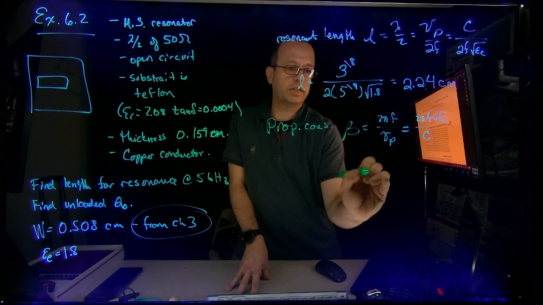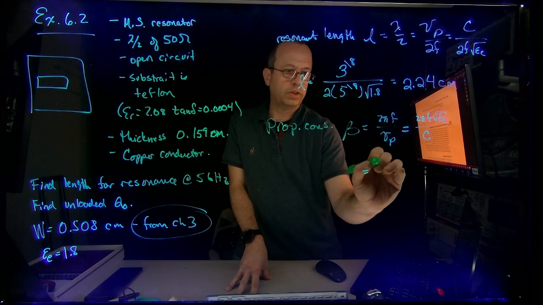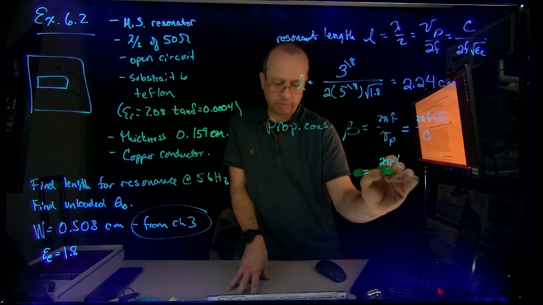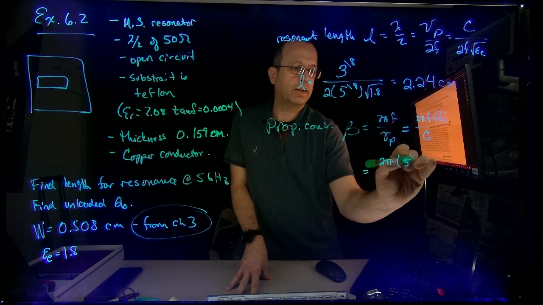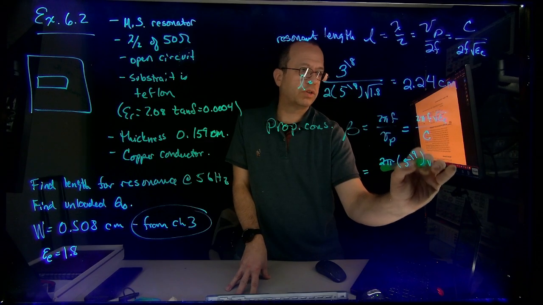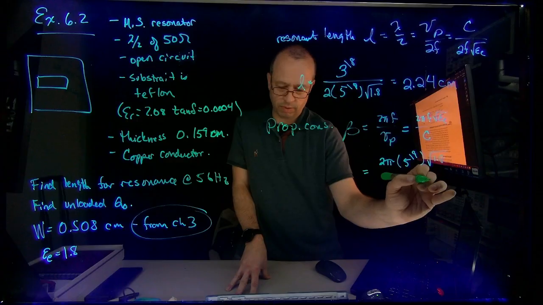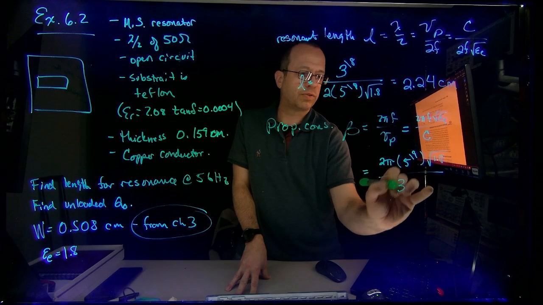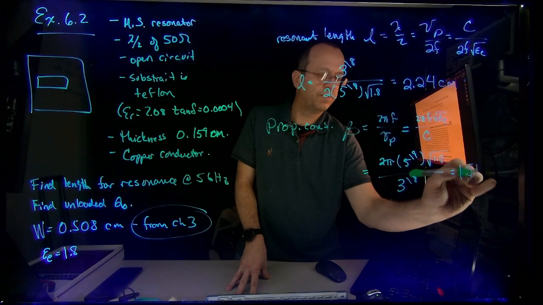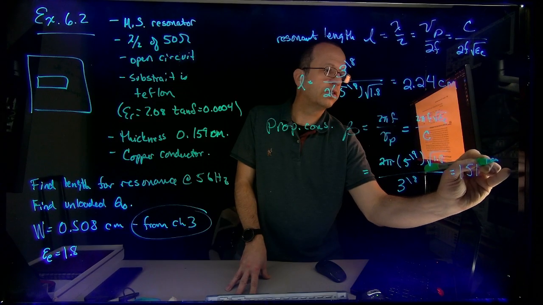And then this is equal to 2 times pi times my frequency, which is 5 times 10 to the 9. And then this is also times square root of 1.8 over 3 times 10 to the 8. And this is actually 151 radians per meter.